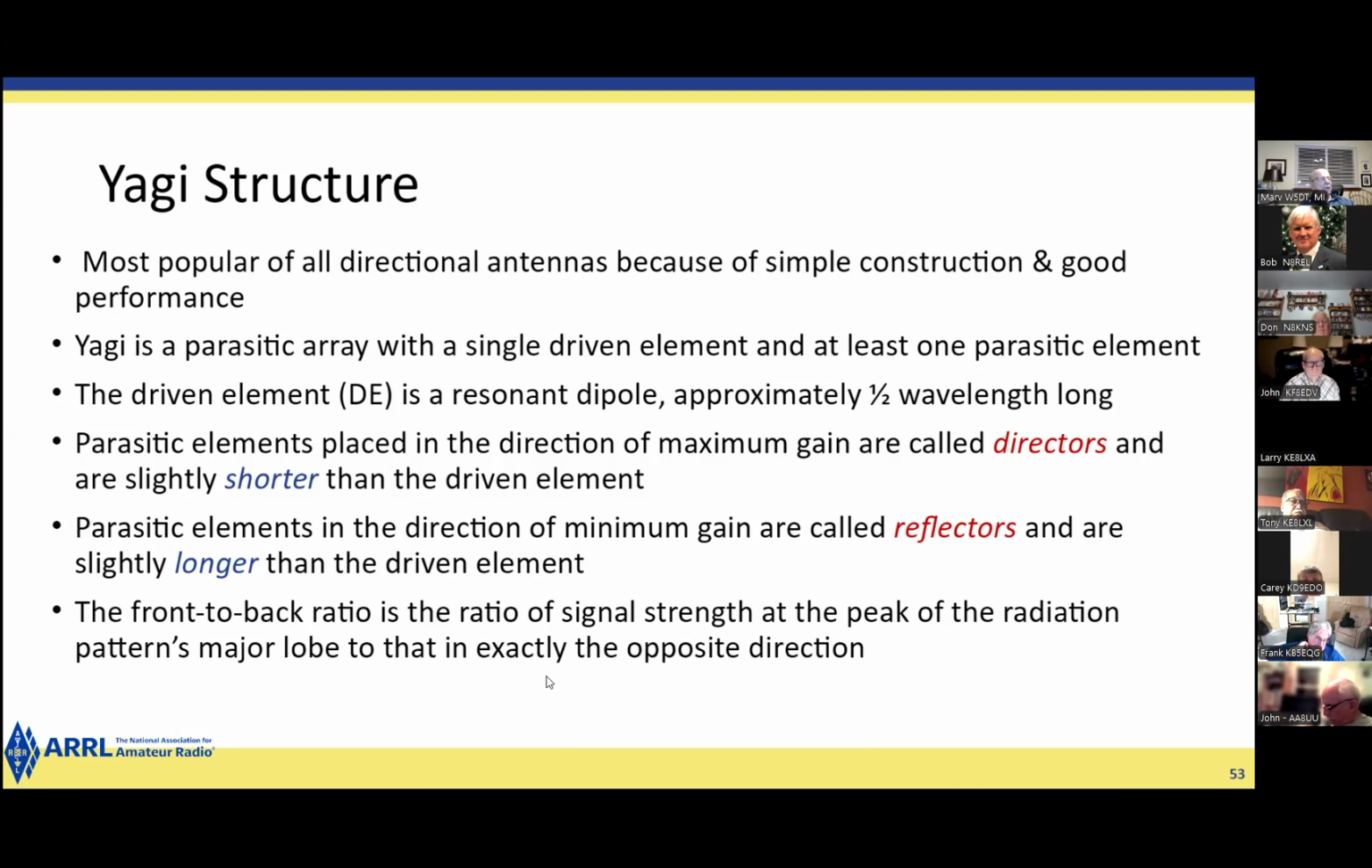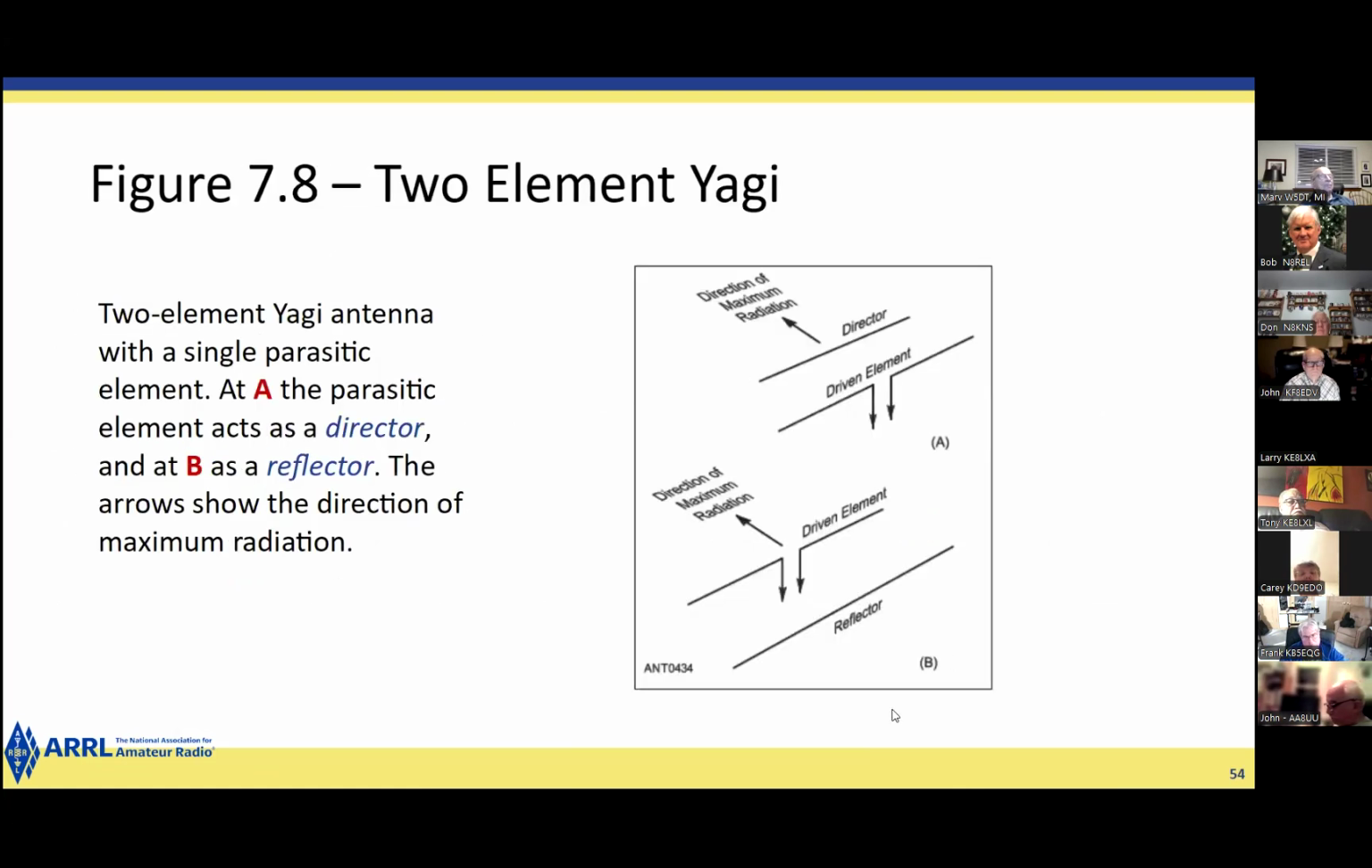The front to back ratio is the ratio of signal strength at the peak of the radiation pattern's major lobe to that in exactly the opposite direction. So here in A, you have a director and you've got a driven element. That's the direction of the maximum radiation. And here you've got a driven element and a reflector.